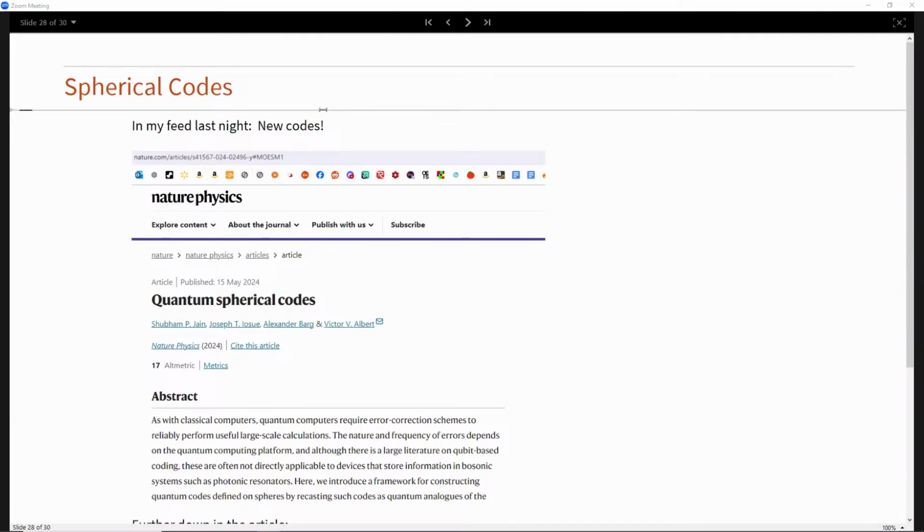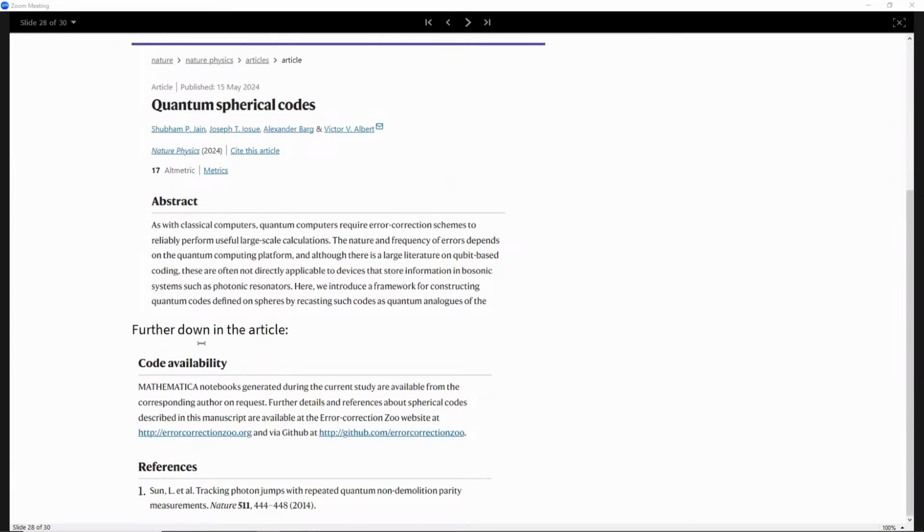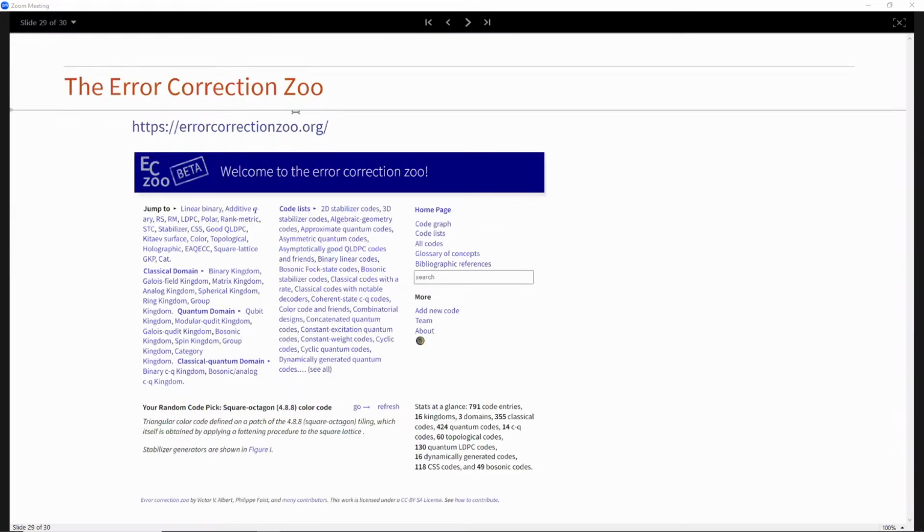So when I was putting this together last night, something came up in my feed of a new code published yesterday in Nature Physics, which is a very prestigious journal, one of the most prestigious, and they talk about quantum spherical codes. And a little bit later down in the article, it talks about a Mathematica notebook for the code used in the paper. And it mentions the error correction zoo. So I took a look at that last night, and this is a whole bunch of different codes that are available to play around with.